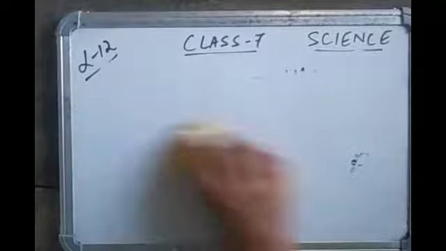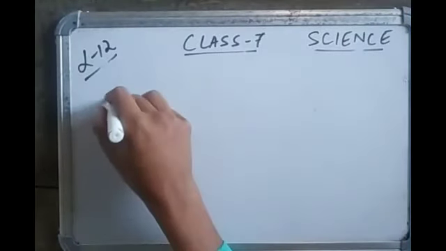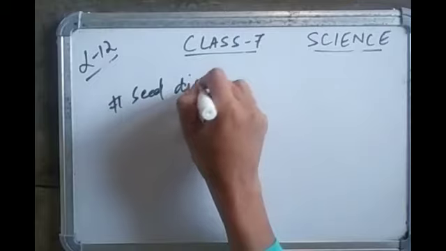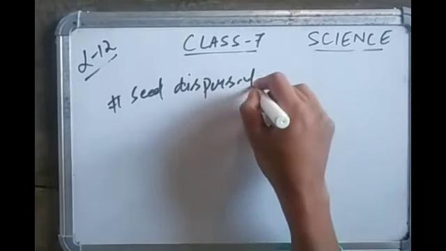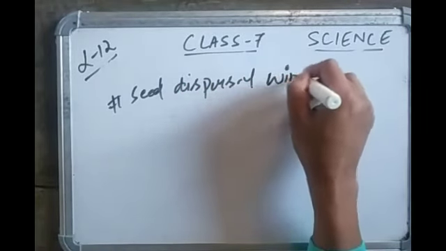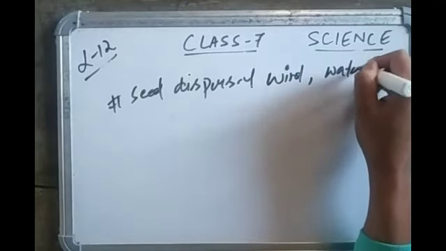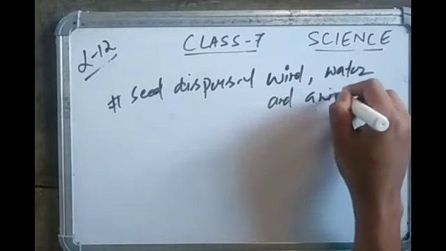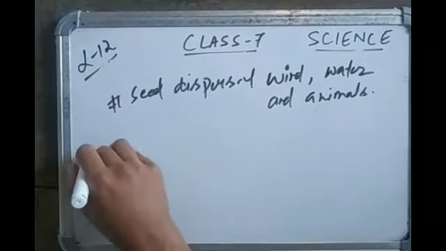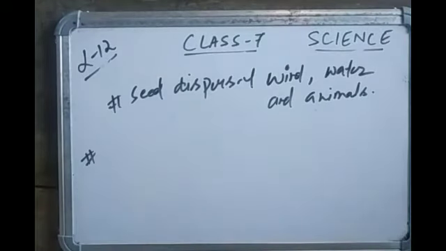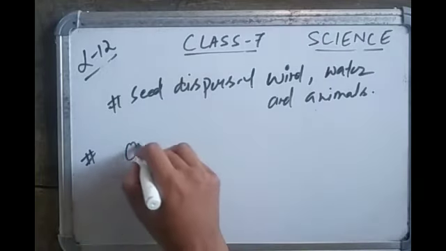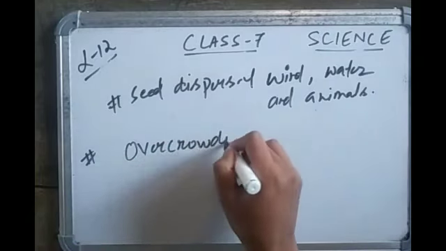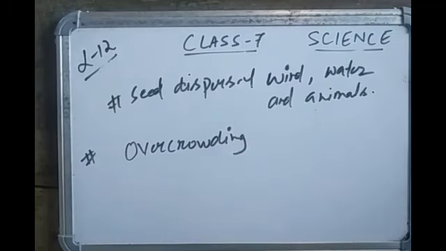During seed dispersal, wind, water and animals help. Seed dispersal helps to prevent overcrowding. If many plants start growing in one place, there will be competition for sunlight, water and minerals. Dispersal avoids competition for sunlight, water and minerals.